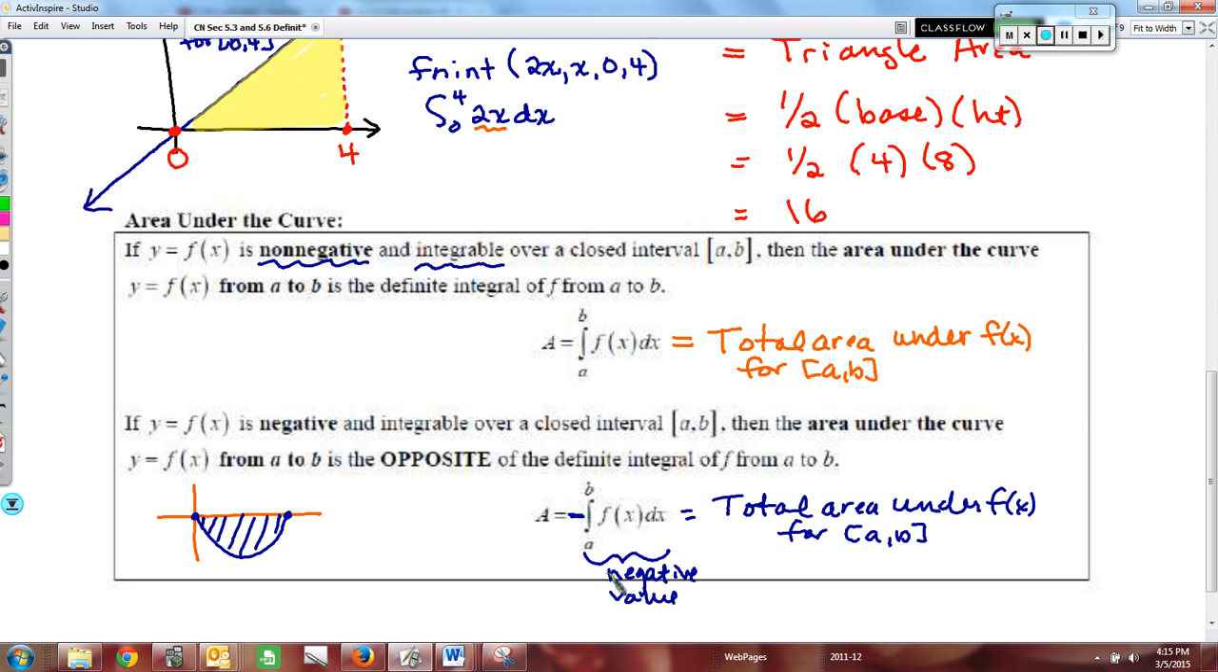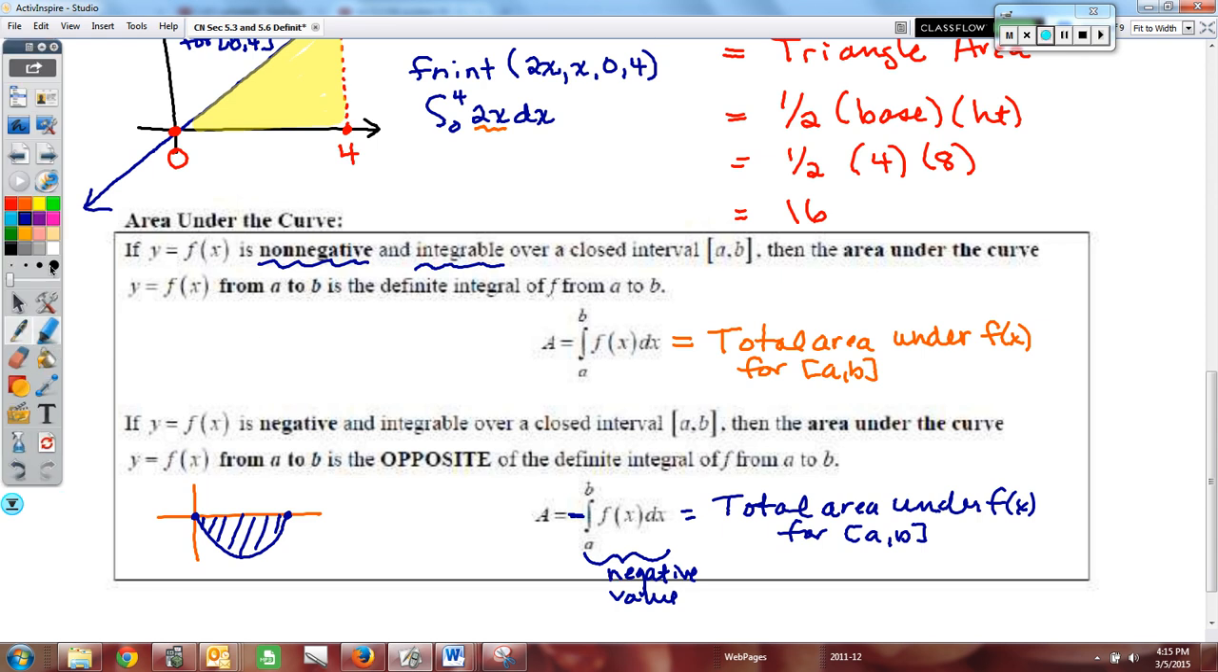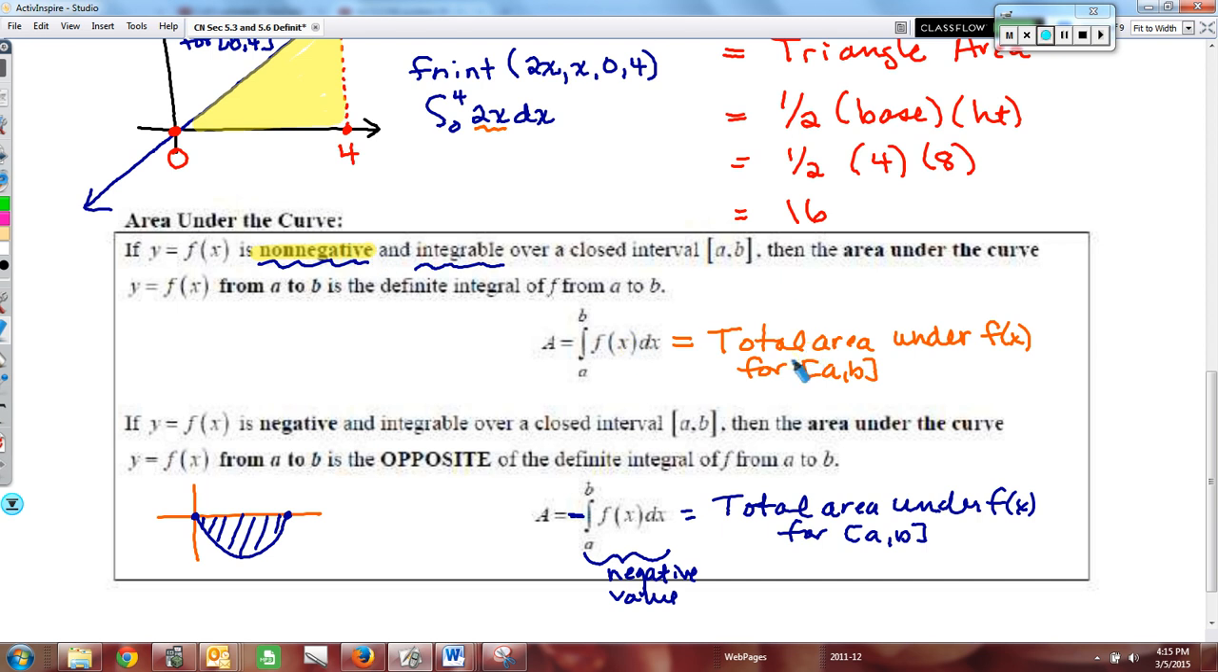So that's the first key idea here: while the definite integral and area are related to each other, they are not always the same thing. If the function is non-negative, then the definite integral and the total area are the same. If the function is negative, then it's going to be the opposite of the area, because area is positive. You have to take the definite integral, which will be negative, and make it positive to say that that's the area. So you can use the definite integral to find your total area under the curve, or between the curve.